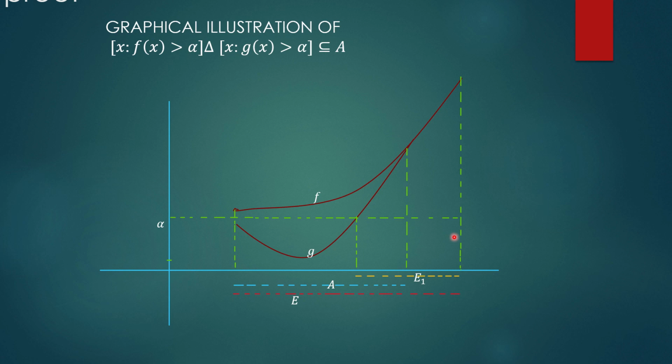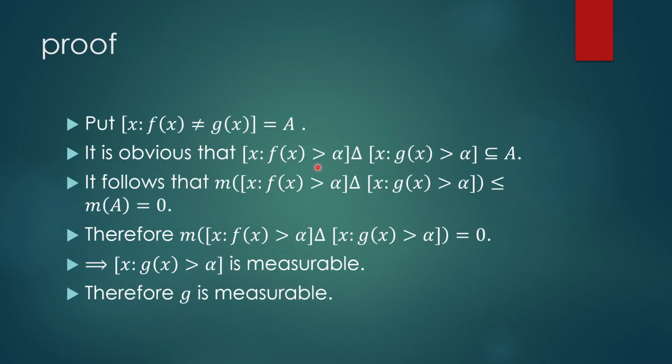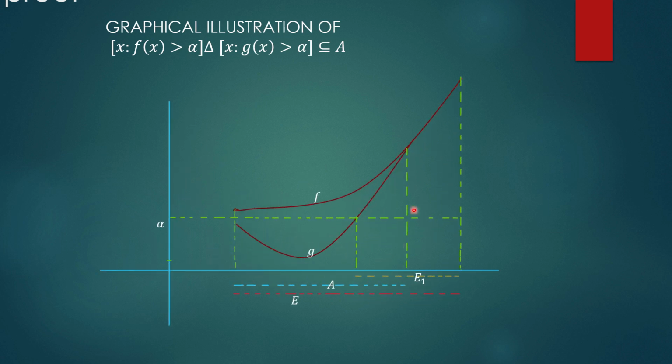What is the set of points x such that f of x is greater than alpha? From the graph, it is the whole set E, the domain of definition E. f is above the horizontal line alpha. Therefore, x such that f of x is greater than alpha will be the whole set E. How about x such that g of x is greater than alpha? From the graph, g of x is above this horizontal line from this point onward. So E1 is the set where g of x is greater than alpha. In E1, g of x is above this horizontal line.